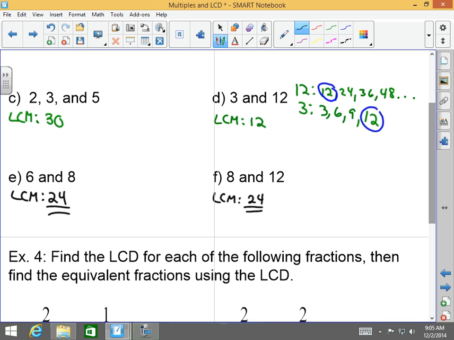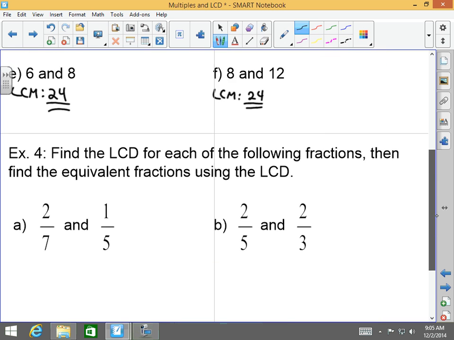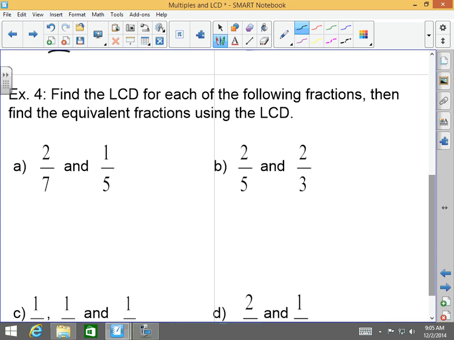Okay. Let us continue. Last but definitely not least. Find the LCD for each of the following fractions, then find the equivalent fractions using the LCD. So what is the least common denominator here? 35. So I've got to convert 2/7 into something over 35 and 1/5 into something over 35.